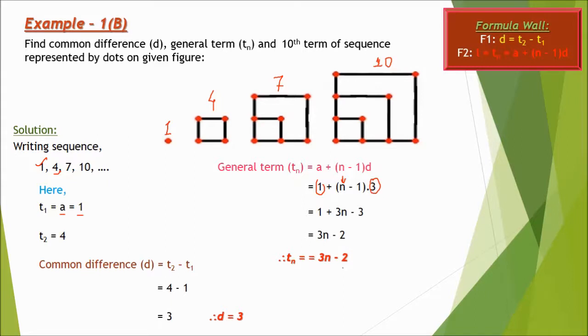This is our next answer. This is our first answer, second answer. And when n is equal to 10, this n will be replaced by 10. T10 equal to 3 into 10.